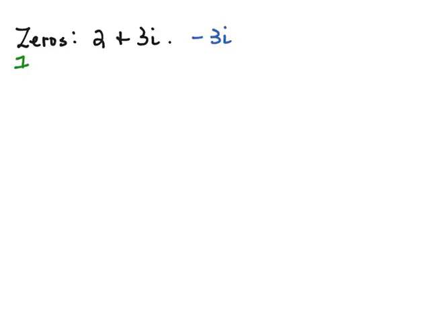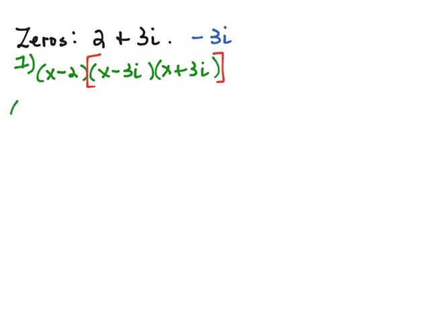Method 1 is we're going to write the factors. So x minus 2 times x minus 3i times x minus negative 3i, which would be x plus 3i. And then multiply the factors together, and that will be the equation. So I'm going to use some creative grouping and group my last two together and multiply them first.